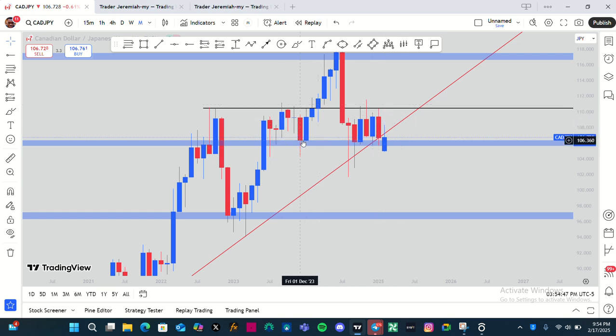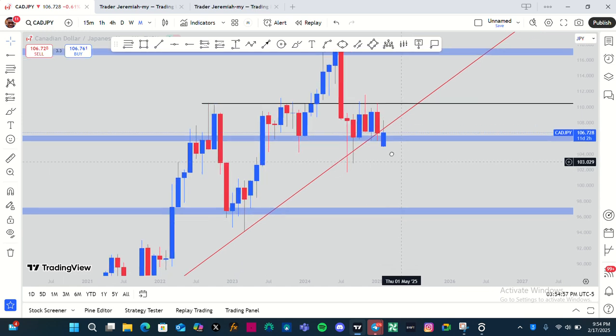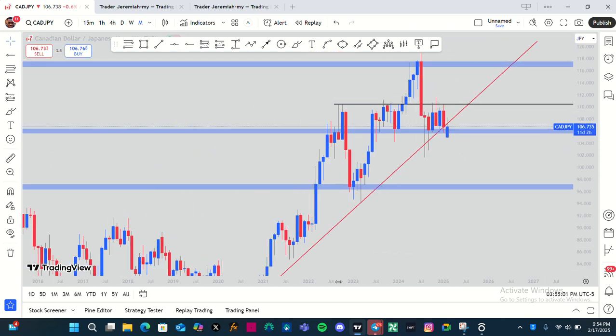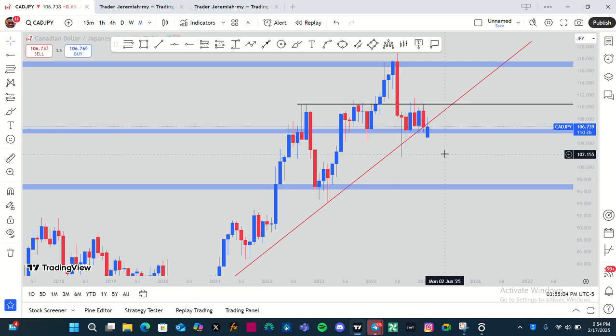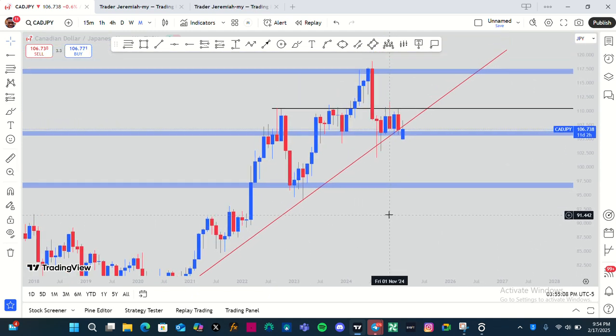So after that, you wait for price to break the neckline. This is the neckline of the head and shoulder pattern. Then you wait for a retest. After a retest of the neckline, you'll be looking for a selling opportunity, if the trend was in an uptrend before the head and shoulder pattern formed. So this signifies that price might be heading lower.